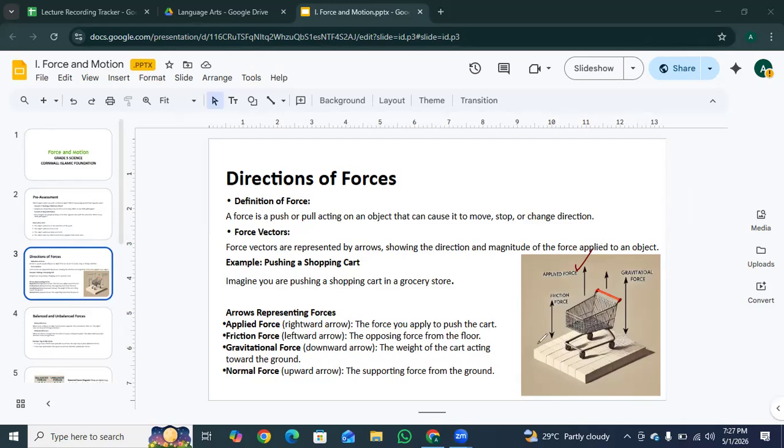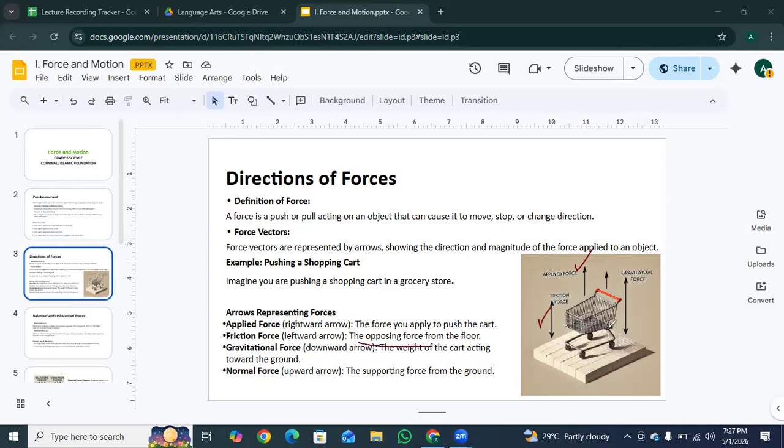The next one is friction force. You can say that this is the rubbing force from the floor that slows the cart down. It always pushes back against you. You can say that it is the opposite force from the floor.